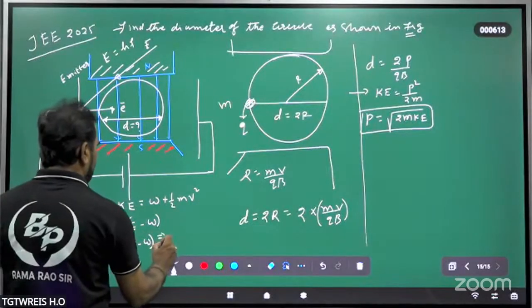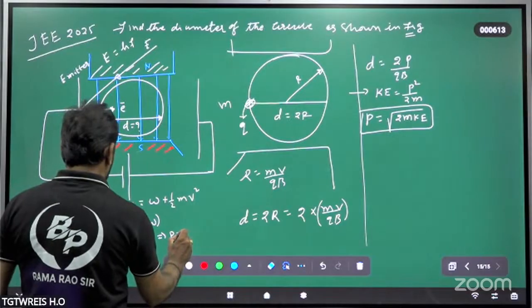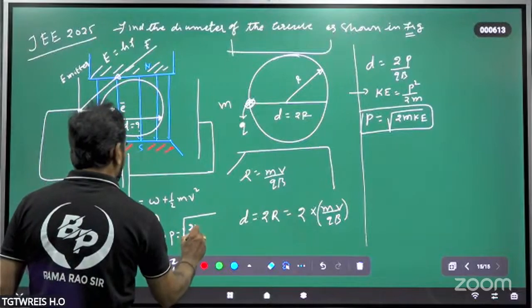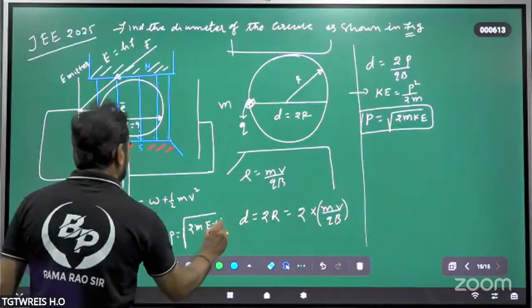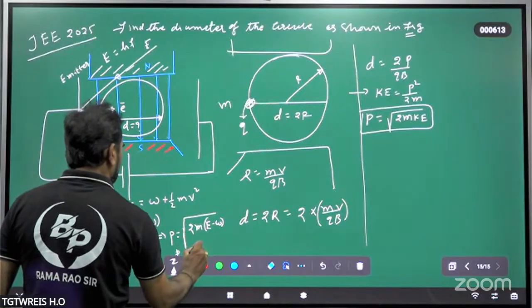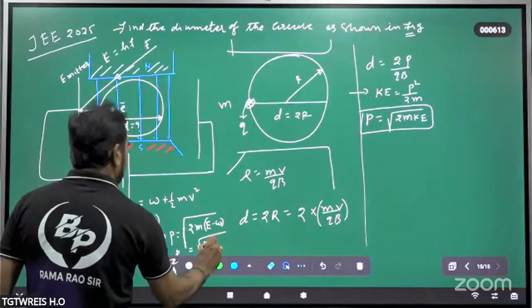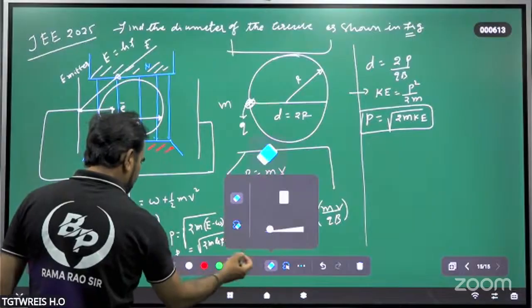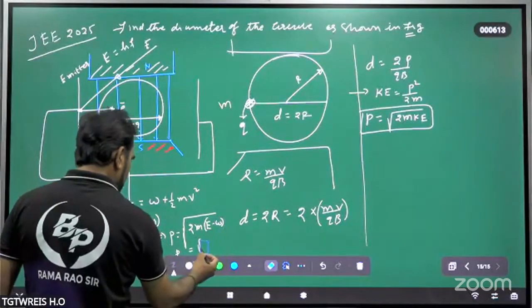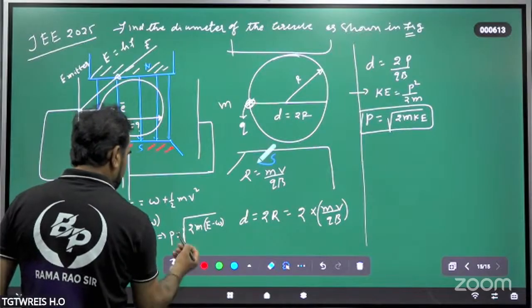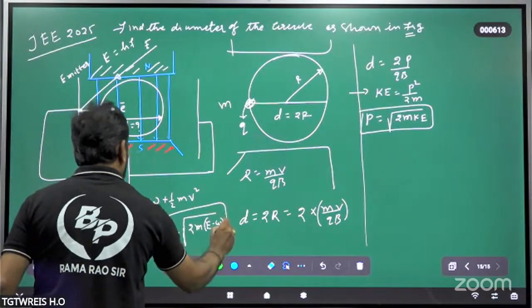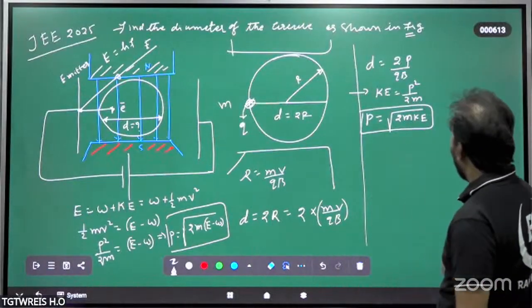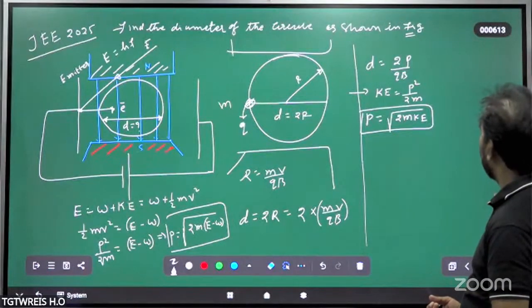From this, what is the momentum? P is equal to root over 2m into E minus W. See, P is equal to root over 2m into hf minus W. This is the value of P. The momentum P is equal to root over 2m into E minus W. That is the value of P.